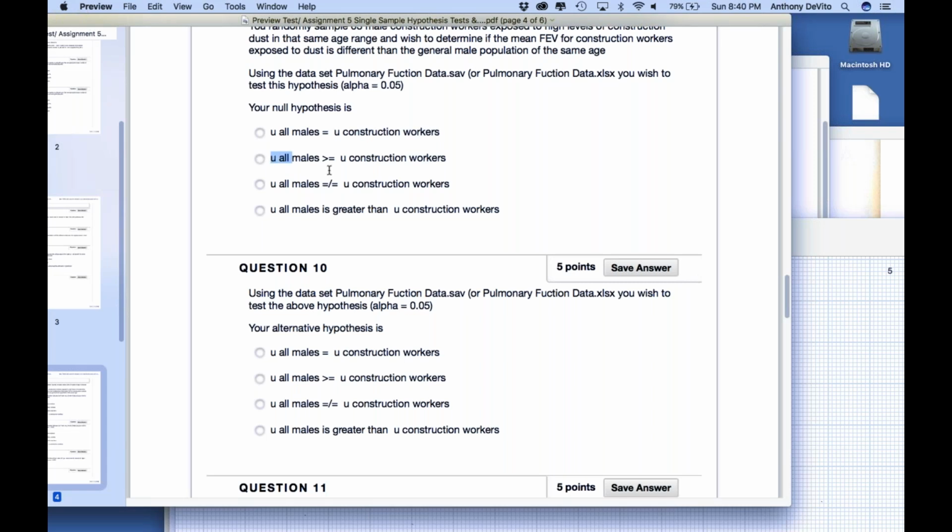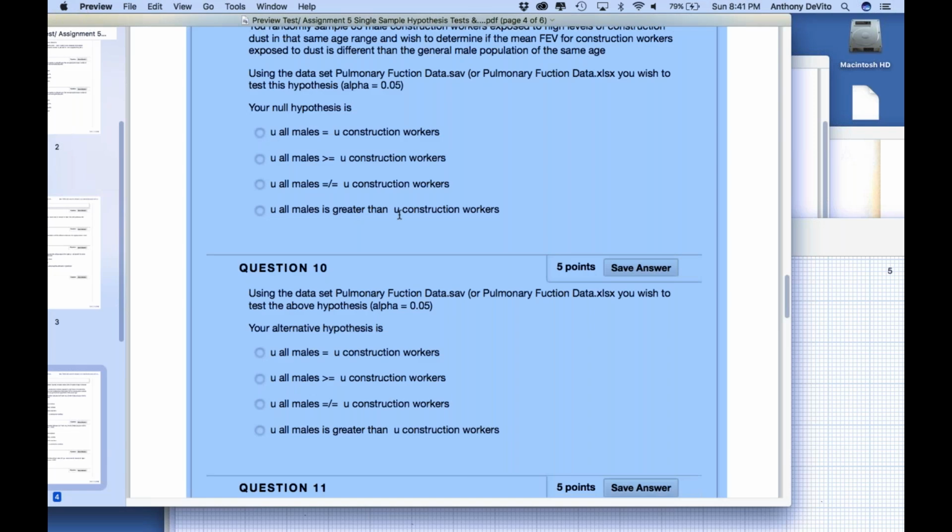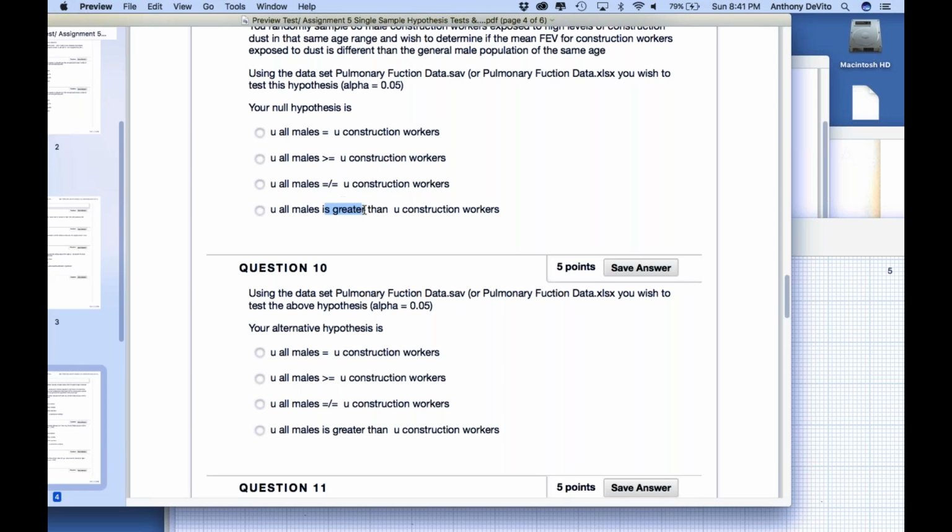Now there's other constructs you could have here. For instance, if you were asking if the mean for all males is greater than construction workers, in other words, your expectation is that they're going to be less, then you might do a single-sided test like this. We're going to stay away from that for now, at least for this test, right? So don't expect that you're going to be doing a single-sided test for this test. Okay, this also, greater than, is also a single-sided test, greater than, less than, and so on.